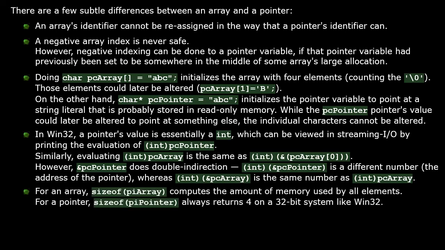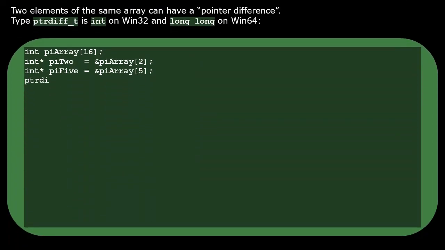For an array, sizeof computes the memory used by all elements. But for a pointer, sizeof always returns 4 on a 32-bit system like Win32. Two elements of the same array can have a pointer difference, which is computed by the subtraction operator. The type of this pointer difference is an int on Win32 and a long on Win64.